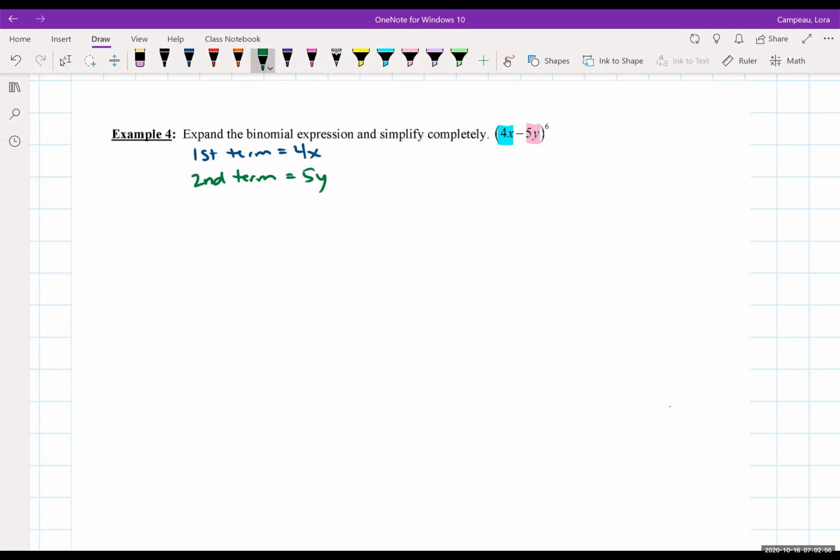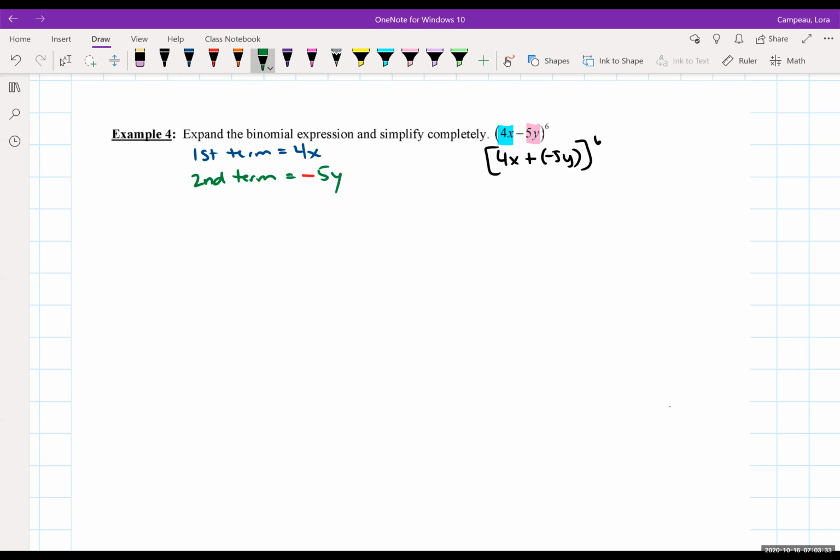And what we can do for ourselves, if it's helpful, and this might actually save us a little bit of trouble, is look at 4x minus 5y as the same thing as 4x plus a negative 5y, still all taken to the 6th power. So it could be useful to include the negative sign in that second term, so that when we go through raising these terms to powers, we take care of the negative sign in this particular expression.